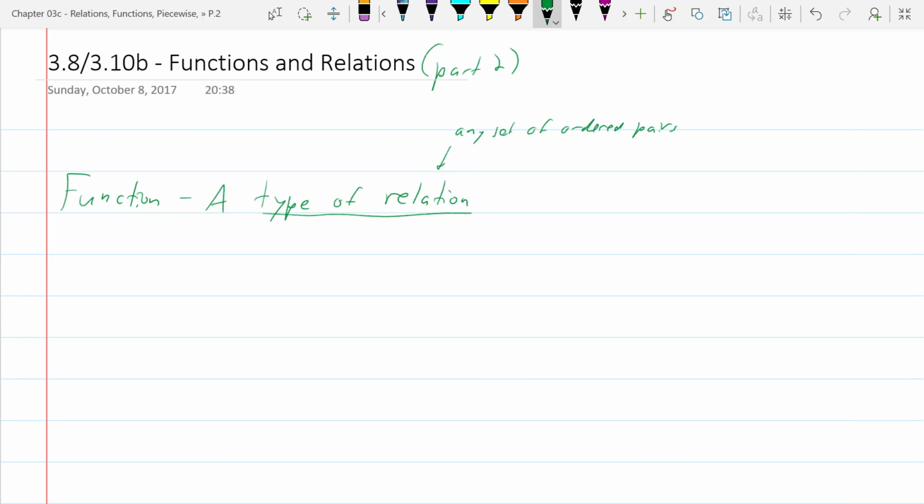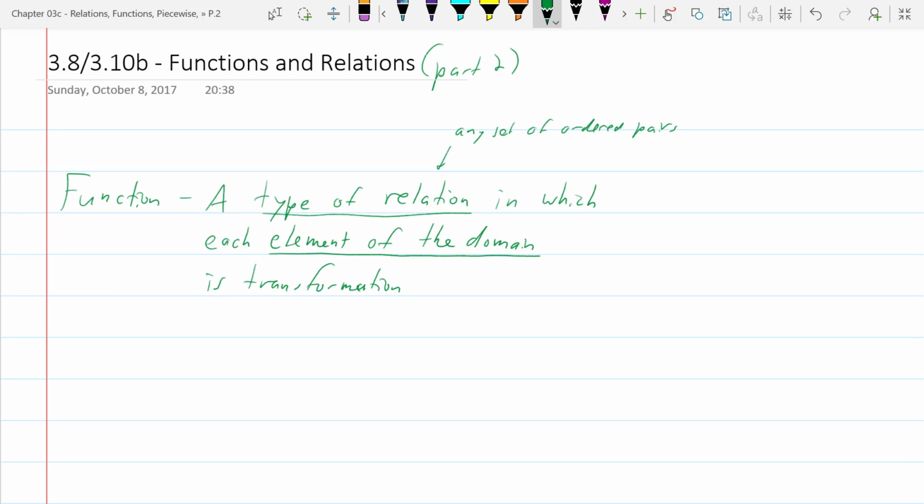It can be expanded to be beyond ordered pairs, but for our purposes, we're just going to call it any set of ordered pairs. A function is a type of relation in which each element of the domain, and I don't want you to say each domain. An element is a term in set theory that means a part of or a piece of. So each part of the domain, which we described as an element, is transformed into, we think of a function as a transformation. It changes one number into another number.